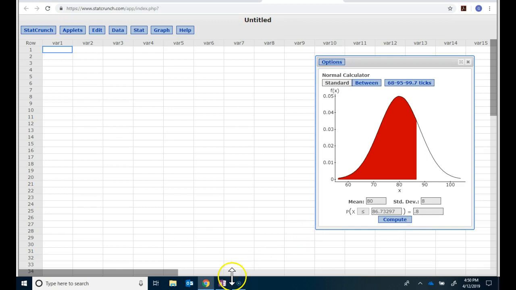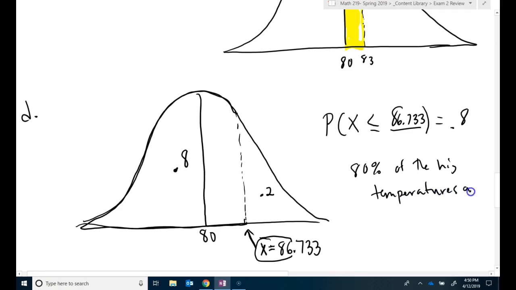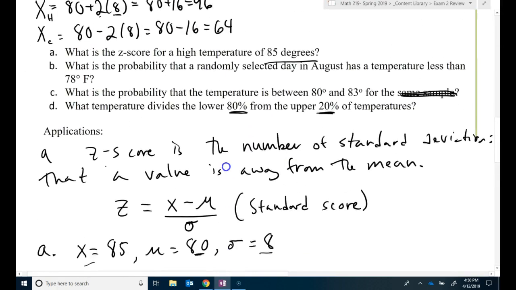So, when I go in here, this is 86.733. And what that's saying is 80% of the high temperatures are less than 86.733, okay, in August.